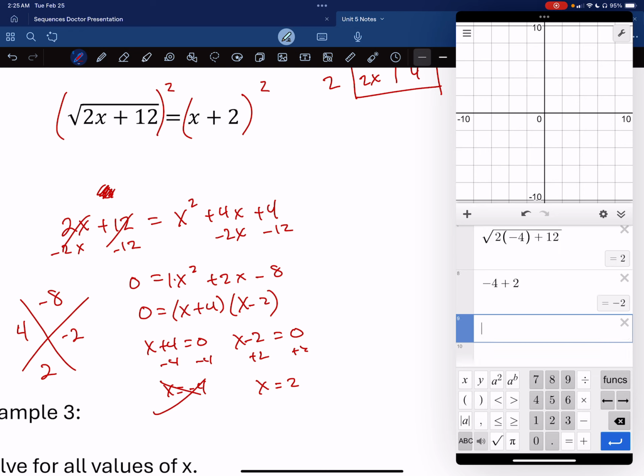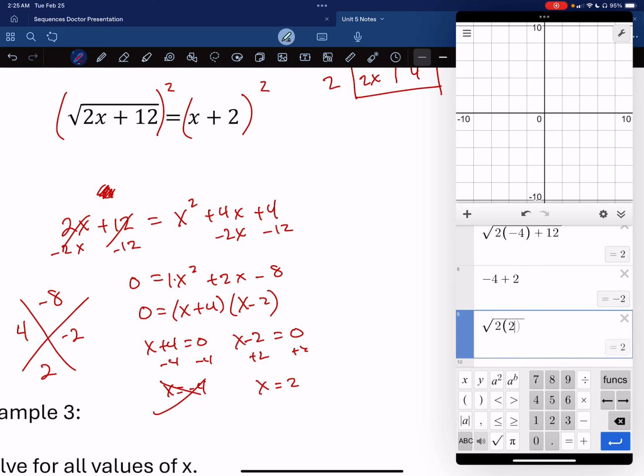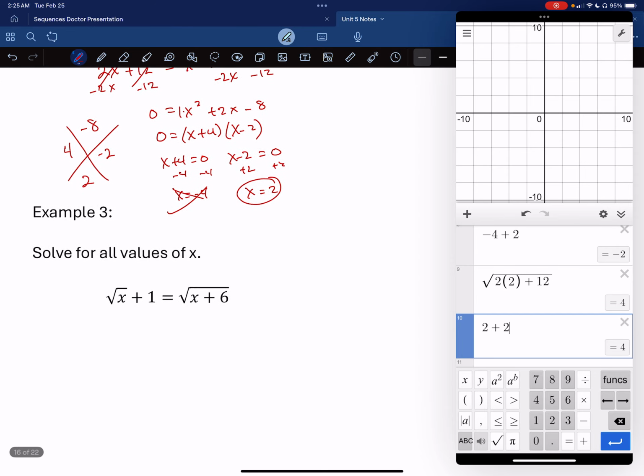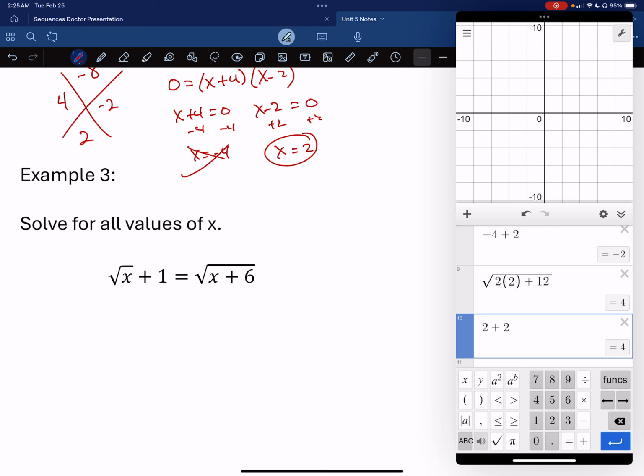Just double check our 2 now. We can do the square root of 2 times 2 plus 12, positive 4, and then we're going to have 2 plus 2 is also positive 4. So just positive 2 is going to be your answer. This was example 2. All right, so example 3. So now you've got square roots on both sides of our equation. We do the same steps. I'm going to get rid of the square roots first. I'm going to start by multiplying.